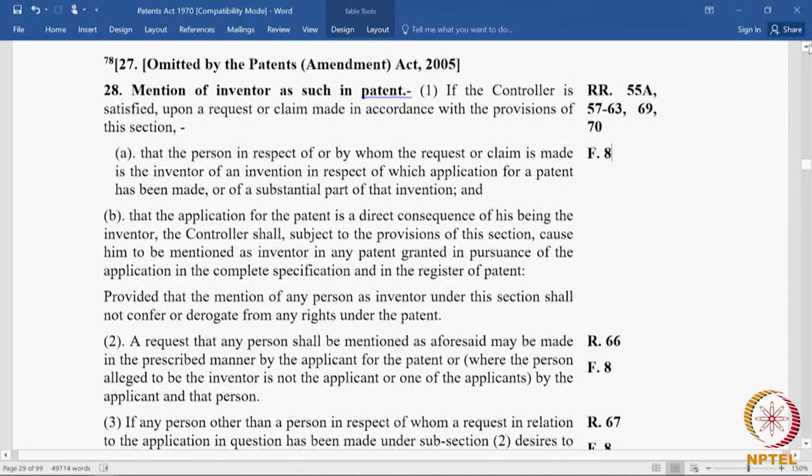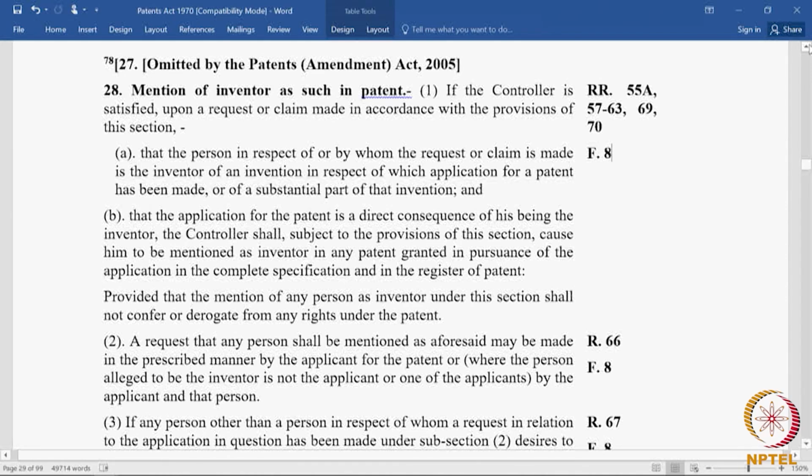Now, 28 does not deal with ownership disputes. We need to be very clear on that. 28 does not deal with ownership disputes, because the status of an inventor is not considered as the status of an owner. The inventor is a person who comes up with the invention, unless the inventor is shown as an applicant, only then he becomes the owner.